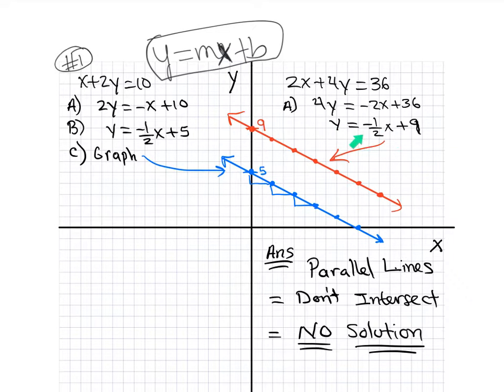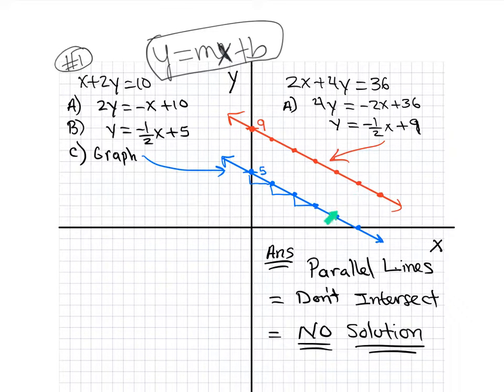Now this is in slope-intercept form, and I can graph this line by starting at 9 on the y-axis, because 9 is the b value, which is the y-intercept. So start here at 9, and I know that my slope is negative 1 over 2, just like the first one. So I will go down 1 over 2, down 1 over 2, etc. And then I draw a line through those points.